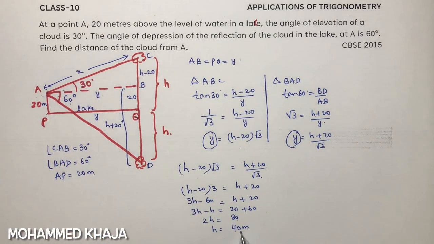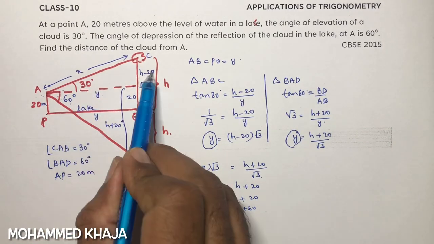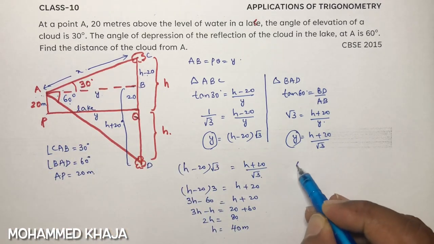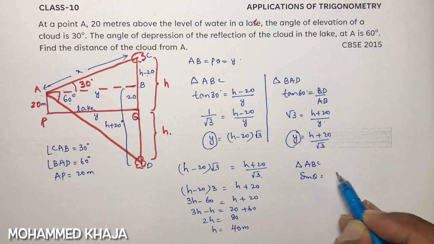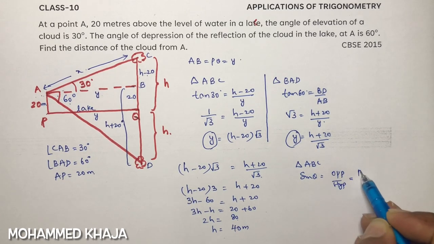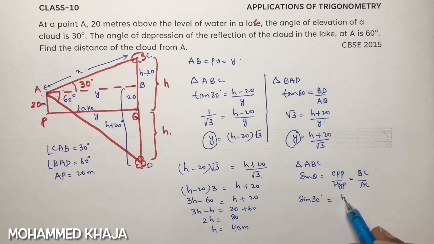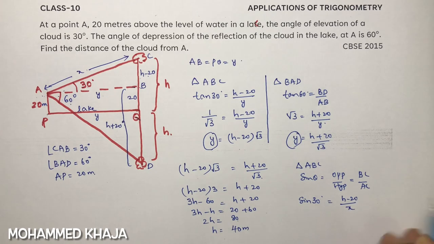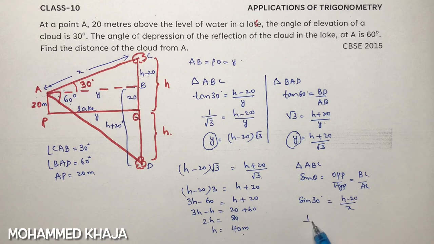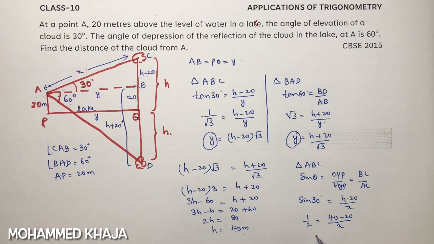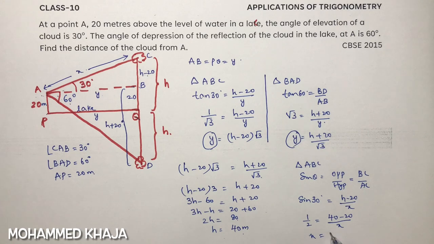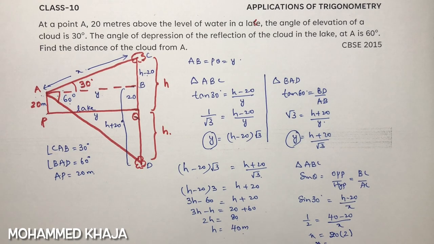Now see, we got the value of H, so you can use the same thing, opposite by hypotenuse. So in triangle ABC, sine theta is opposite by hypotenuse. Here opposite is BC, hypotenuse is AC. Sine 30 equals BC, H minus 20, by X. We need to find X. So H value is, just now we got 40, we'll substitute: 1 by 2 equals 40 minus 20 by X. So if we cross multiply, X equals 40 minus 20 is 20, into 2. So X is 40.